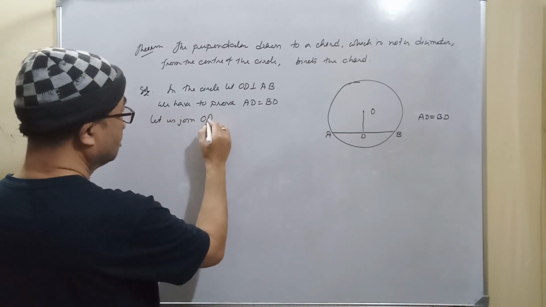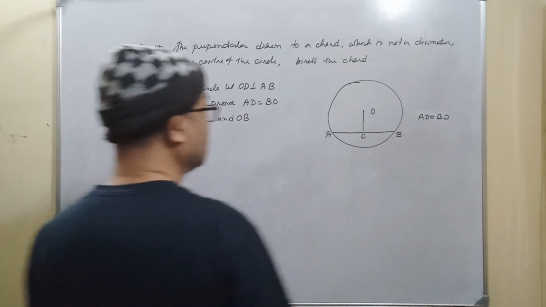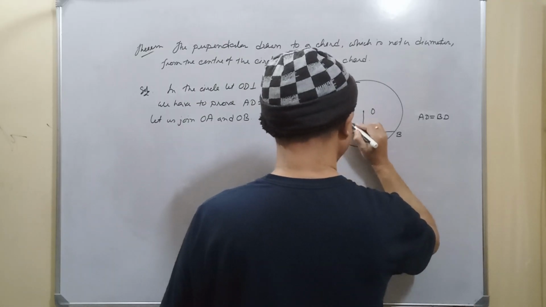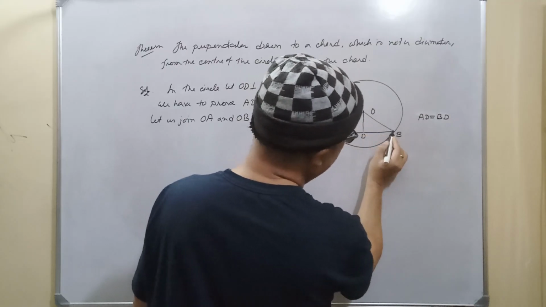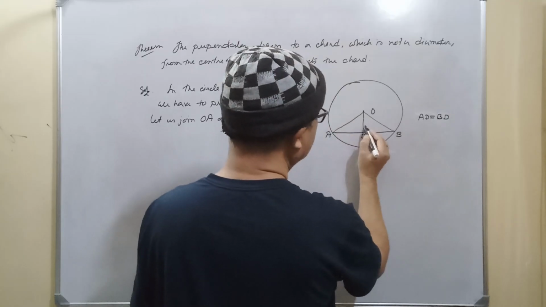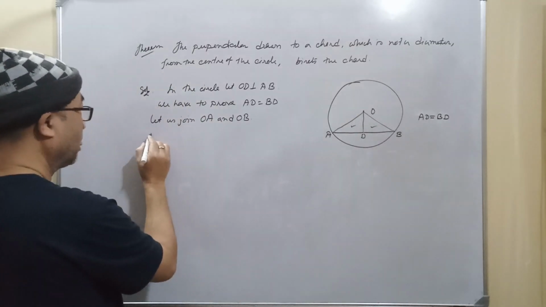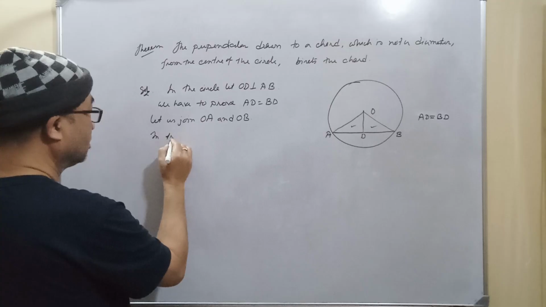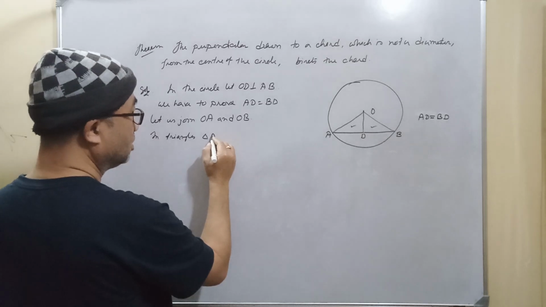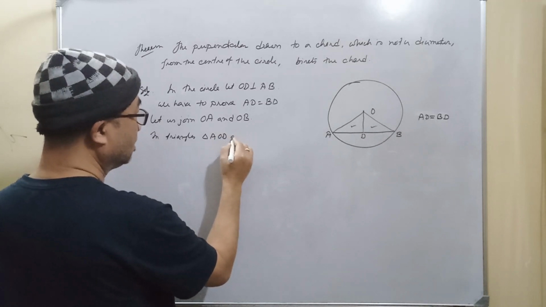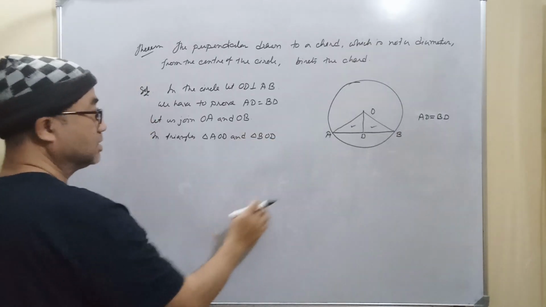Let us join OA and OB. So we will join OA and we will join OB. Okay, so we get two triangles, this triangle and this triangle. In triangles, triangle AOD and triangle BOD. These two triangles.